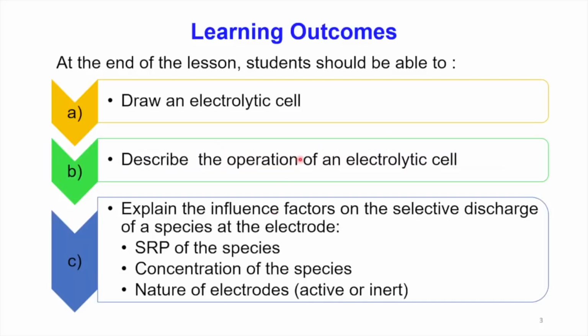At the end of this lesson, students should be able to first draw an electrolytic cell, second describe the operation of an electrolytic cell, and third, explain the influence factors on the selective discharge of a species at the electrode, which is SRP of the species, concentration of the species, and the nature of the electrode.